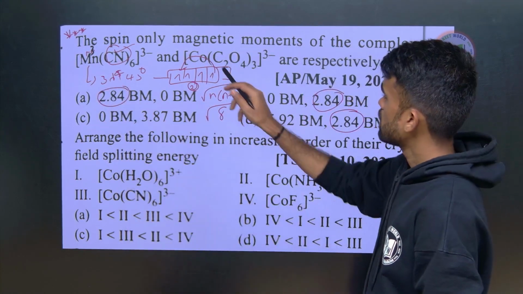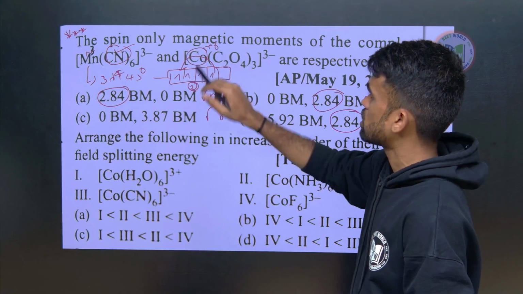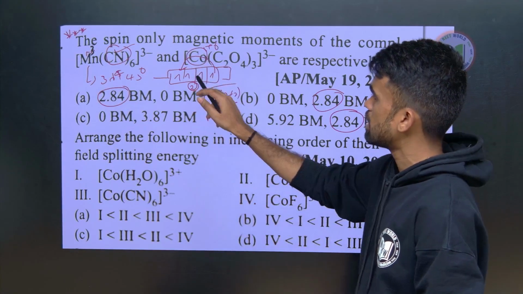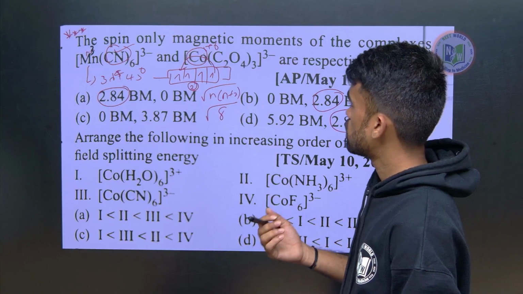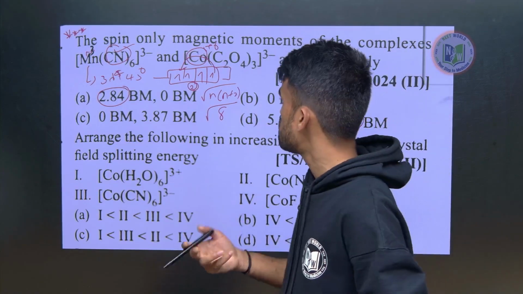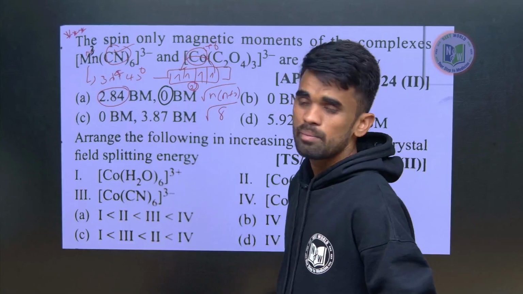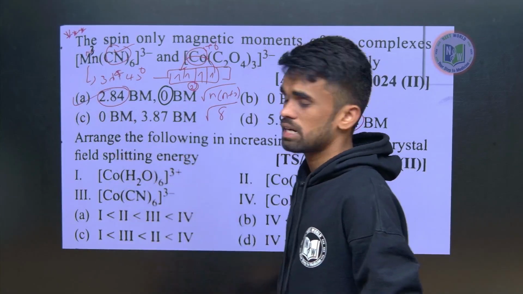Then next, here the cobalt has d6 electronic configuration, all the electrons are in the t2g set only, eg set electrons are 0, so therefore all electrons are paired up, therefore it will have 0 magnetic moment. So option 1 is correct for that, okay.